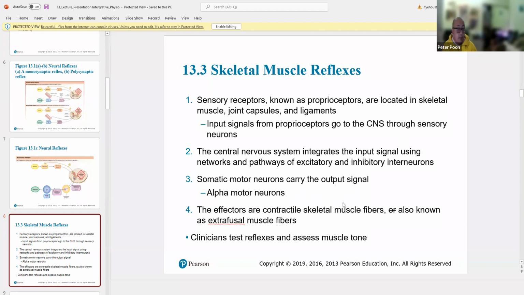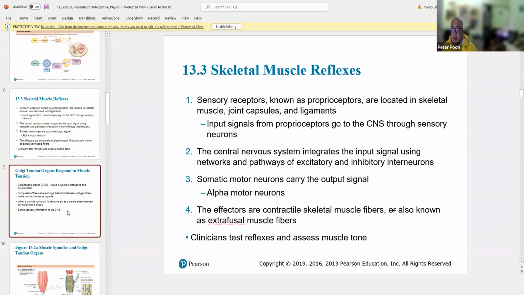The effectors are the skeletal muscle fibers, also known as extrafusal muscle fibers. Okay, so let's talk about what they are.